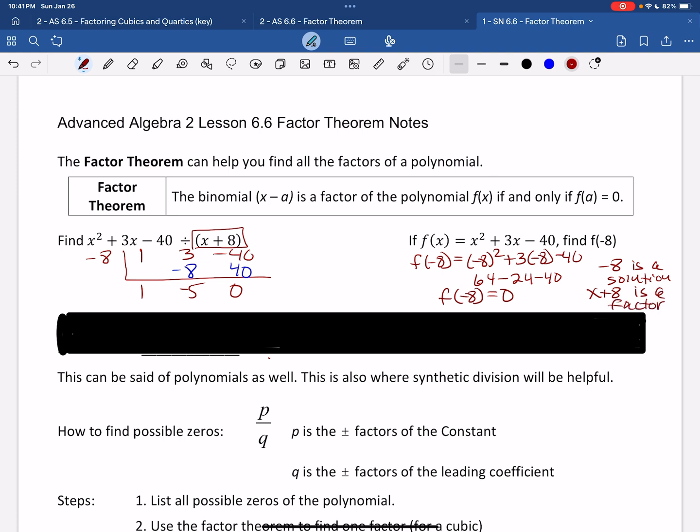Now, I've put a black box around the material that's right there because I forgot to take it out when I updated these notes, so we're not going to use it anymore.